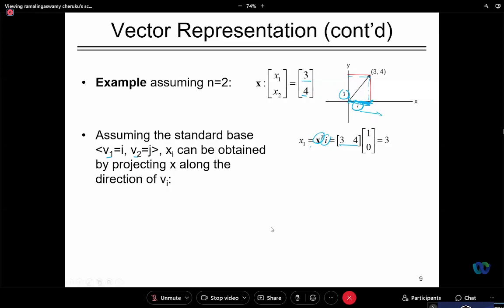Similarly, if you want to get the x2 component, in the direction of the second axis, it is x transpose into j. j is the second basis vector, 0 comma 1, so you get 0 plus 4, which is 4. Now from x1 and x2, how can I reconstruct x? x is equal to 3i plus 4j. So x can be represented as 3 comma 4. This is an n component vector.